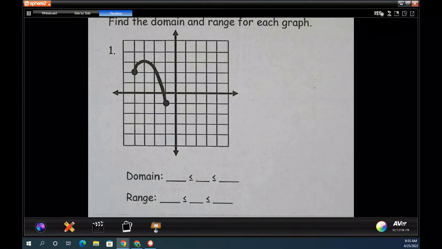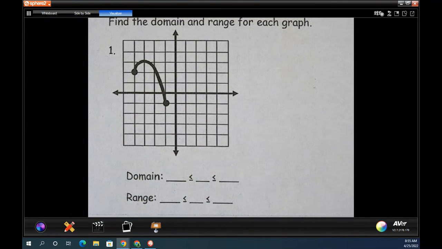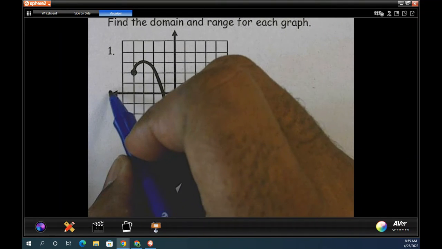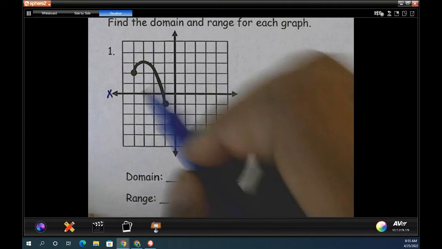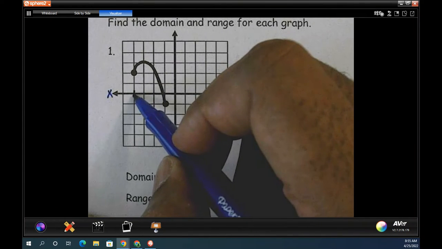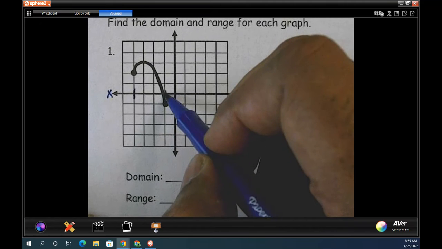Okay, find the domain and range for each graph. Domain, set of all x's. So all you do is look at the x-axis. Here's the x-axis right there. So the domain is between here and here.